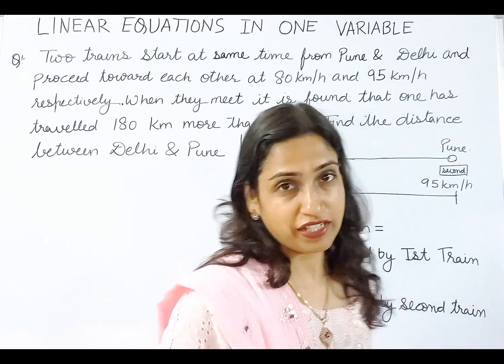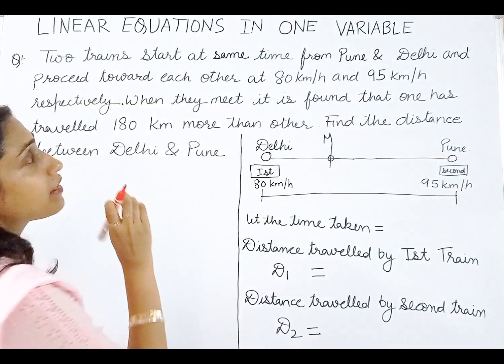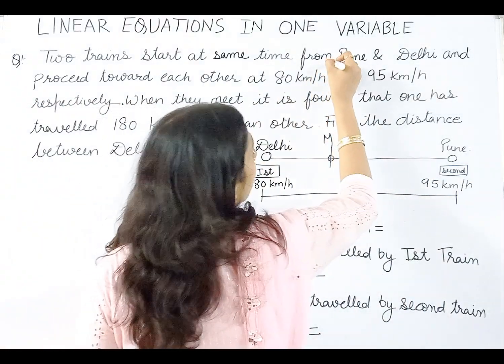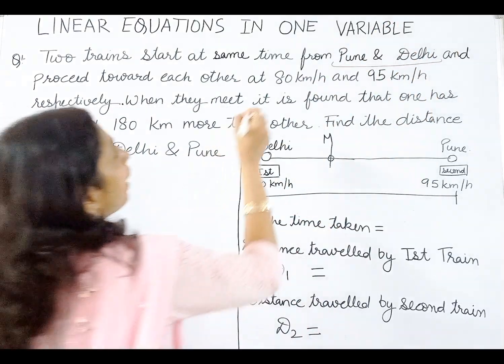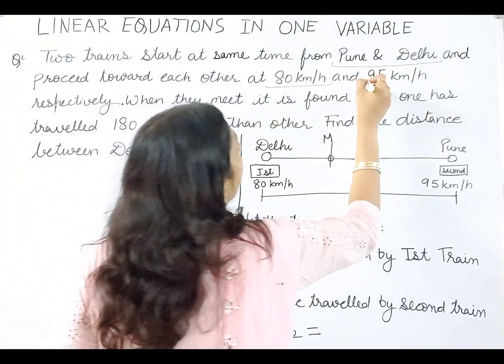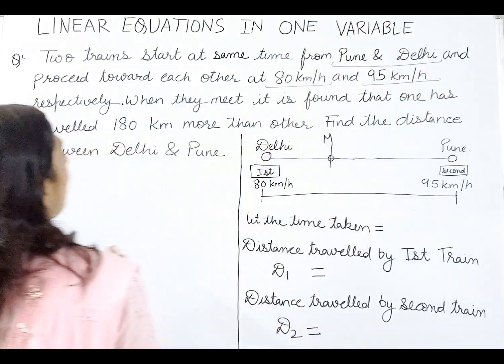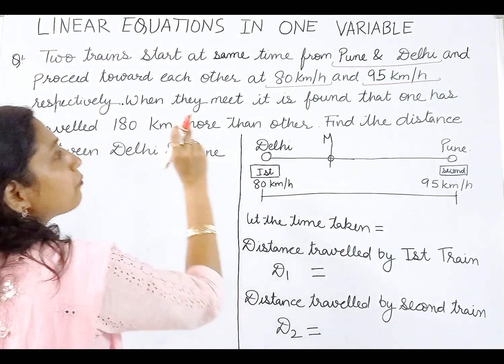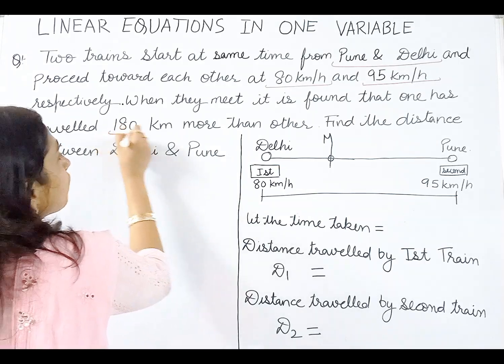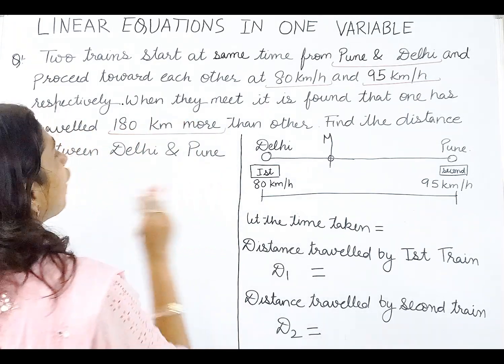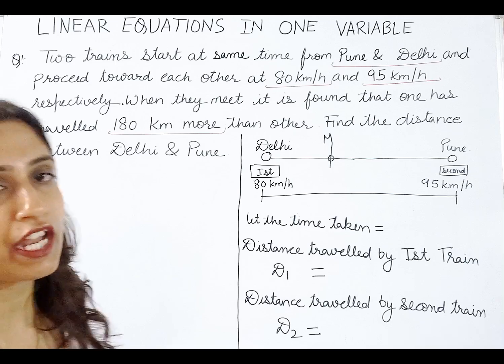And the next question is: two trains start at the same time from Pune and Delhi and proceed toward each other at 80 km per hour and 95 km per hour respectively. When they meet, it is found that one has traveled 180 km more than the other. Find the distance between Delhi and Pune.